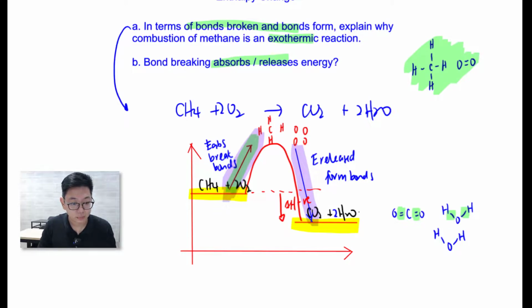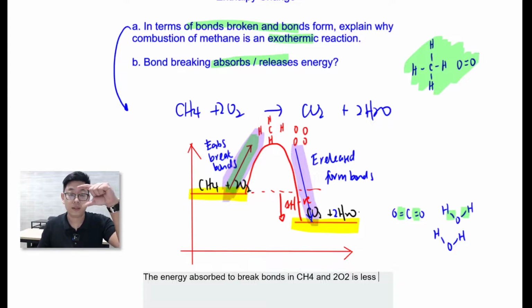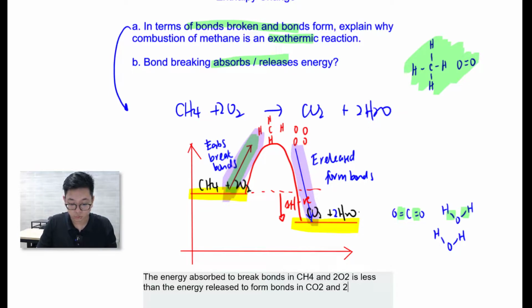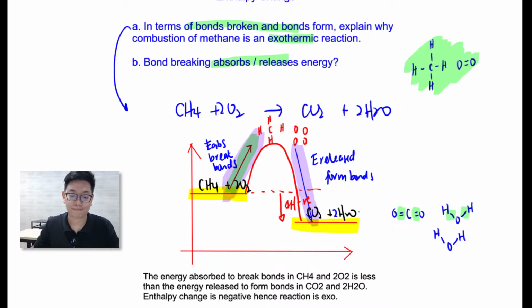So the question is this: explain in terms of bonds broken and bonds formed. I'm going to craft an answer here. The energy absorbed to break bonds in CH4 and 2O2 is less than the energy released to form bonds in CO2 and 2H2O. Enthalpy change is negative, hence reaction is exothermic. And this is a simple 2, sometimes 3 mark question.